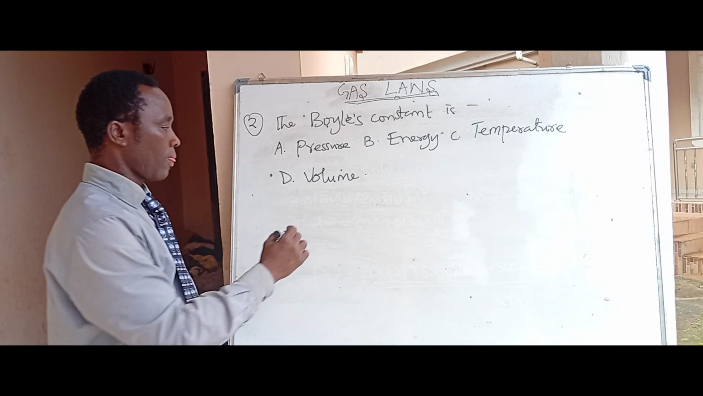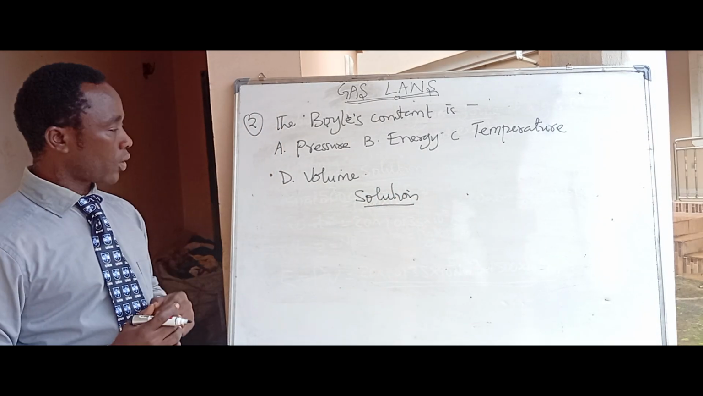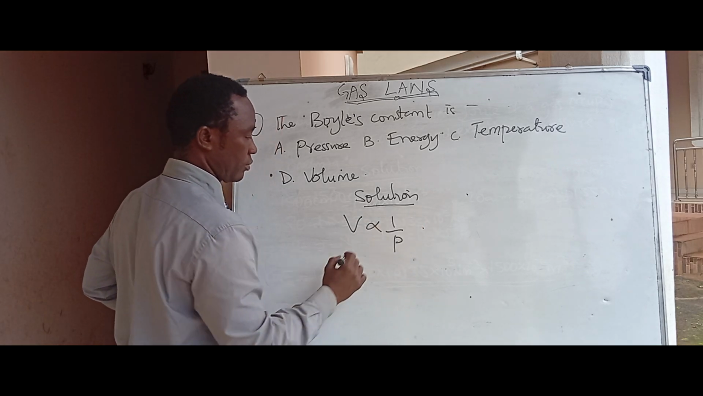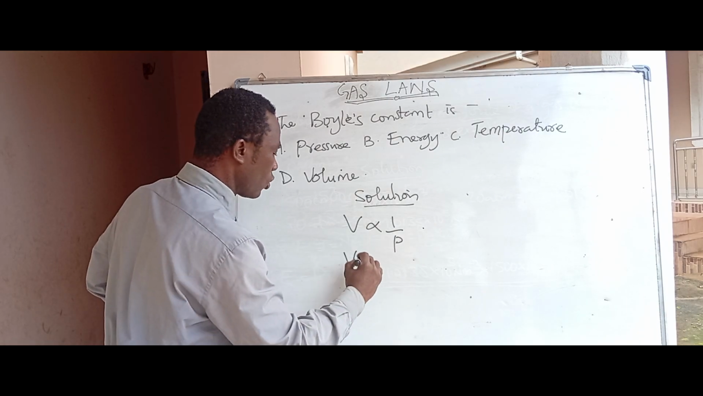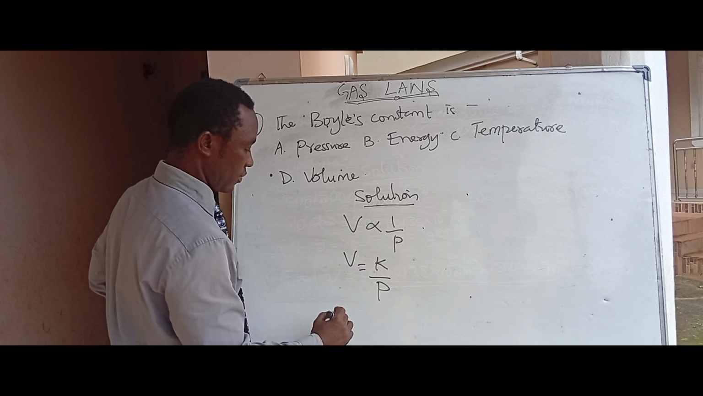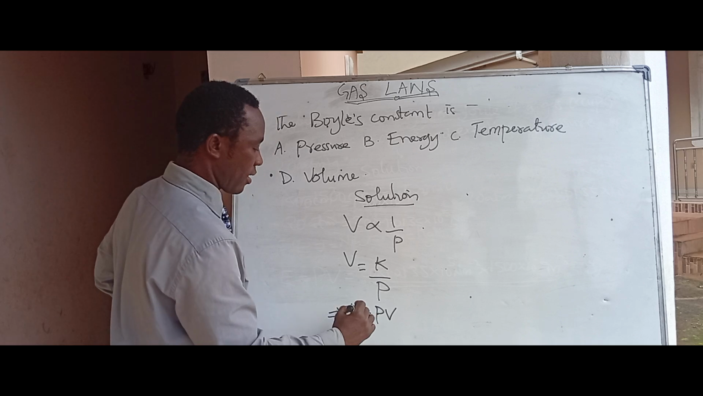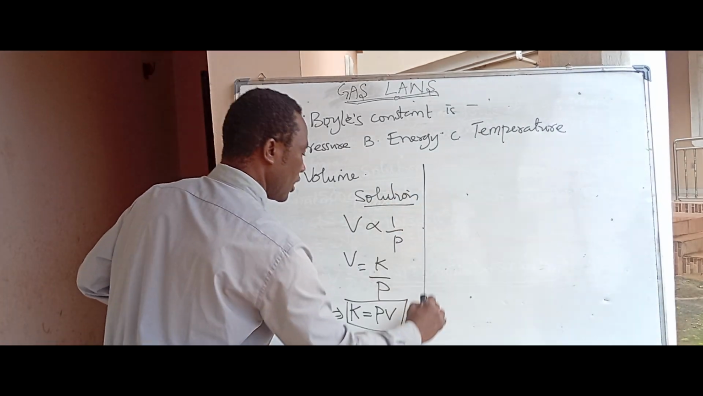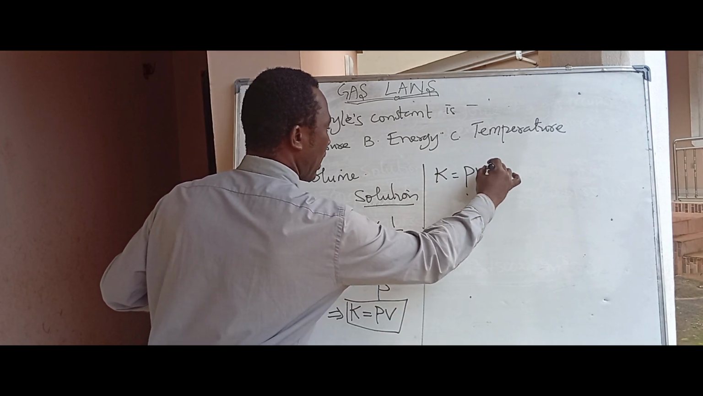Now, what is Boyle's law? Let's go to Boyle's law so that we can get the Boyle's constant. Boyle's law states that volume is inversely proportional to pressure. If we introduce a constant, volume will become equal to constant over pressure. What does it mean? It simply means that the constant becomes equal to pressure multiplied by volume, if we cross multiply. Therefore, Boyle's constant K is equal to pressure multiplied by volume.